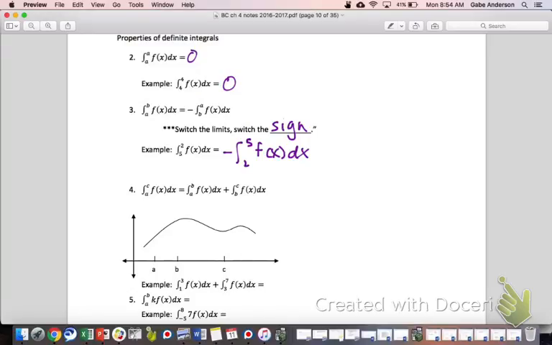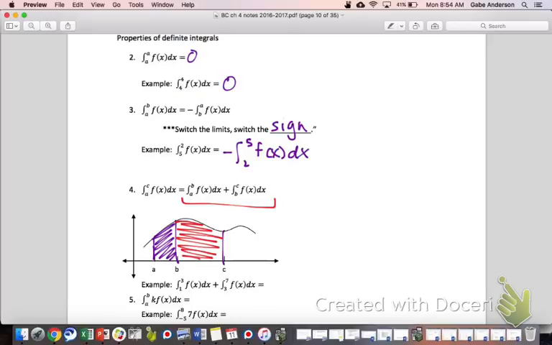The integral from a to c could be rewritten as the integral from a to b plus the integral from b to c. If you think about this in terms of area, hopefully this makes a lot of sense. If I take the area from A to B and the integral from B to C, if I take those two areas and add them up like we are on the right-hand side there, then I should get the entire area from A to C.